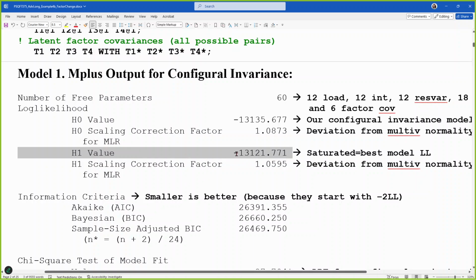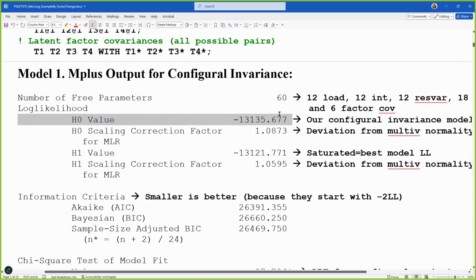That would be the same exact value if I use mixed or GLS in R to estimate a saturated means, unstructured variance model. That's what this is. It's called the saturated model in this notation. Now my model is this one. The question is, how much shorter is my model? What is the difference between these two?